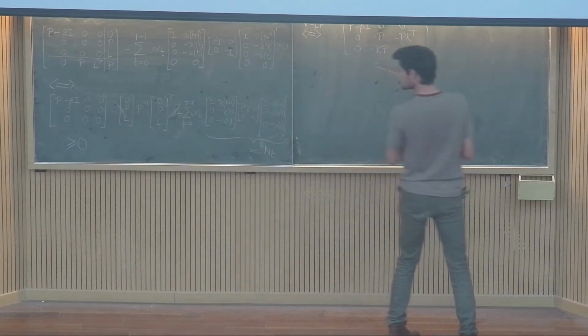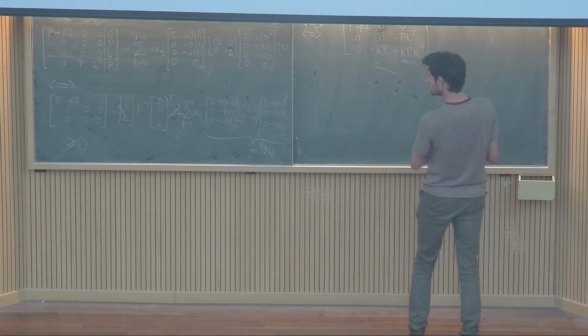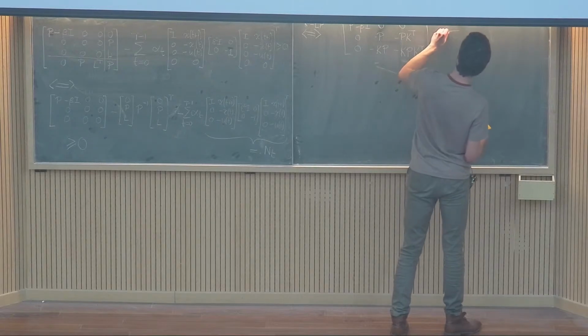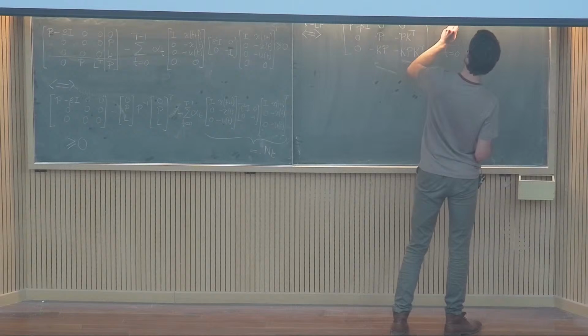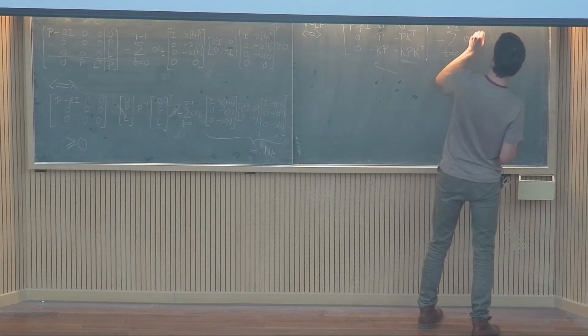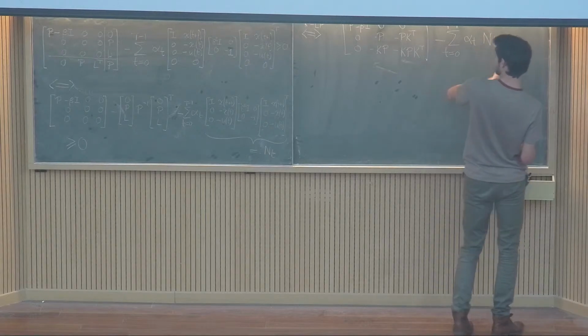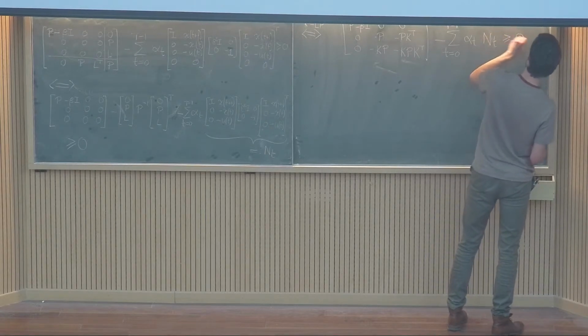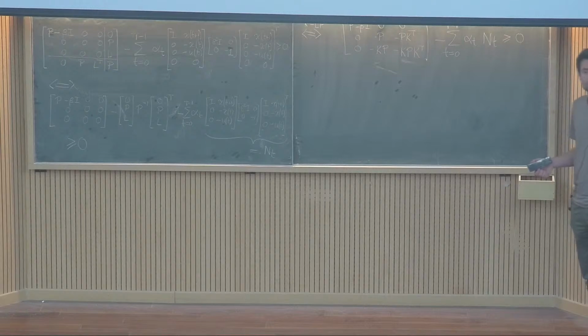So this is the matrix on the left, and then I still have minus the sum from t is 0 up to t minus 1, alpha t, and this I called nt. And this should all be positive semi-definite. Right? Okay.